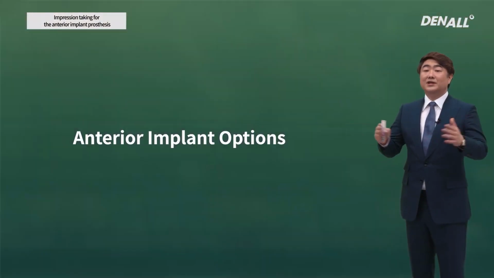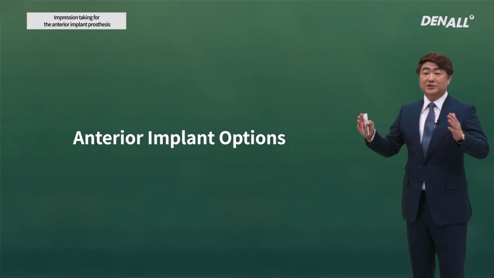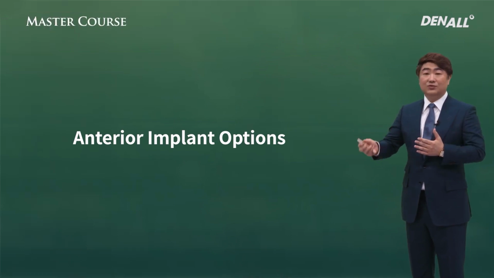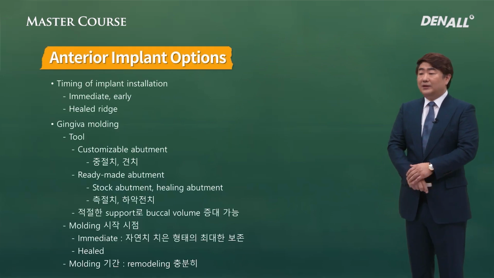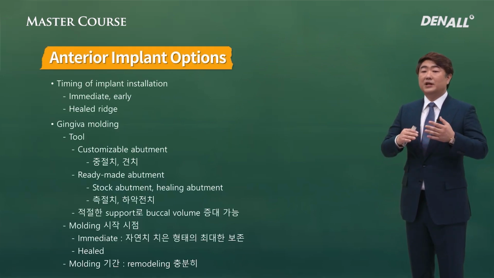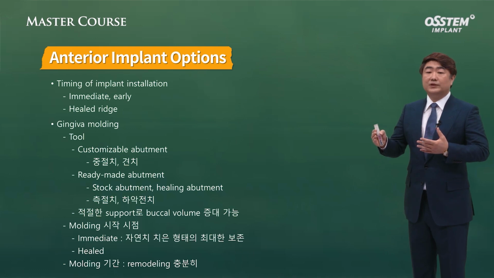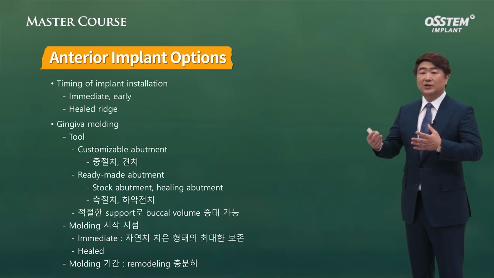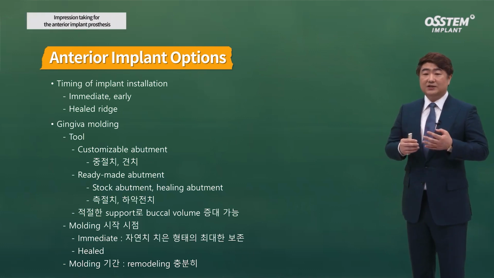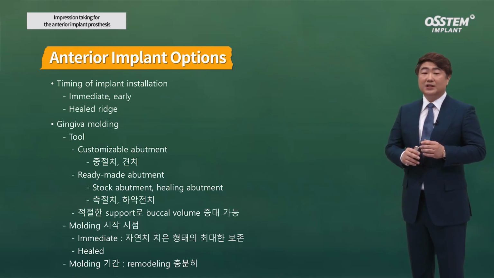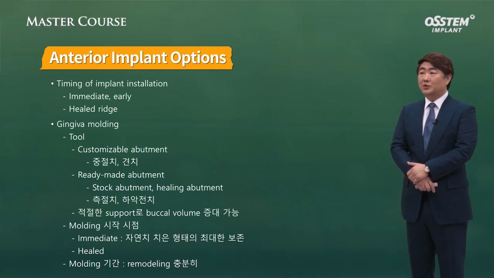So if we talk in a wider area and look at all the anterior implant procedures and what kind of options we have for aesthetics. When we place an implant, when the extraction socket is preserved, then immediate placement would be more favorable. And for gingiva molding, a customizable abutment or using tools for that would be more favorable, especially for the central incisors and canine, that's more so. But for the lateral incisor and lower anterior side, a ready-made abutment could be used.